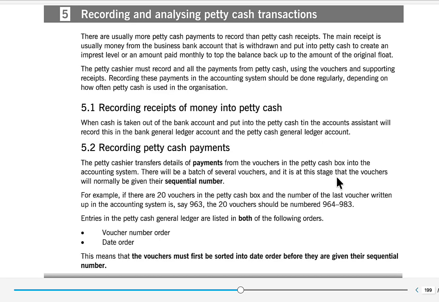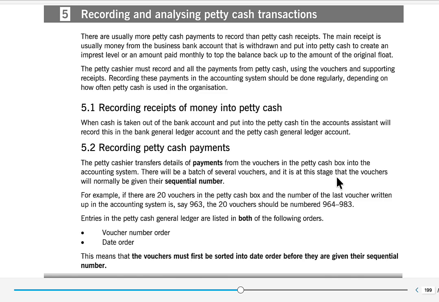Students, now we are studying Lesson 5.2. Lesson 5.2 is called Recording Petty Cash Payments. This lesson explains what we do after petty cash has been used to pay small expenses. It tells us how to record those small payments properly in the accounting system. And it explains how we use the petty cash vouchers as the proof for recording.